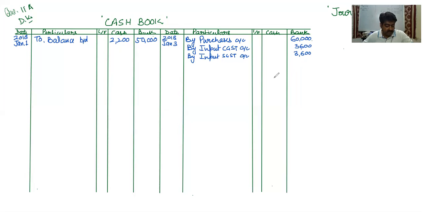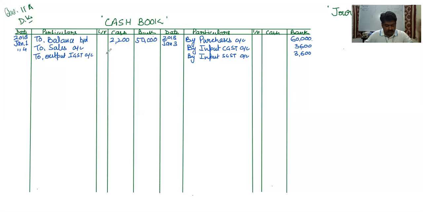Now you see next is on January 4, sold goods for rupees 40,000, trade discount 15%, IGST 12%, and payment received by check. So this time, this is our sale. So amount will come in debit side, and journal entry will be bank account debit to sales account and to output IGST account. A very simple treatment will come in debit side, and that is to sales account and to output IGST account.